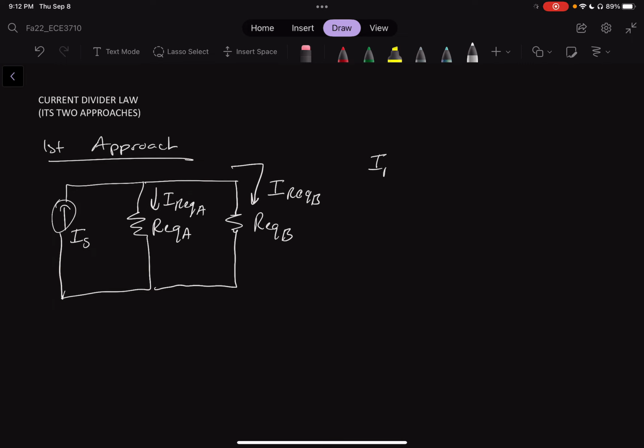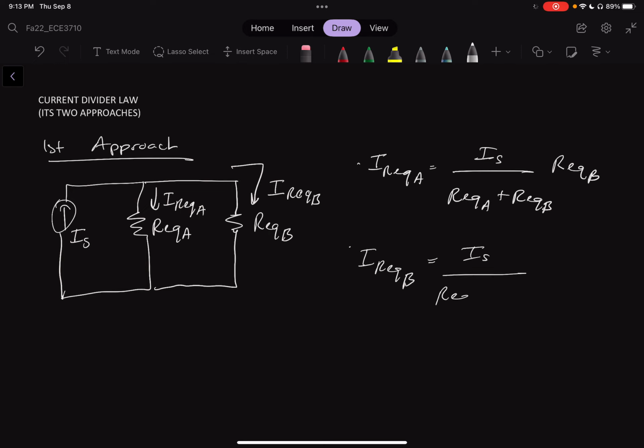So the current through R equivalent A is equal to IS divided by R equivalent A plus R equivalent B, times R equivalent B. And the current through R equivalent B is equal to IS divided by R equivalent A plus R equivalent B, times R equivalent A. So that one we've been taught.